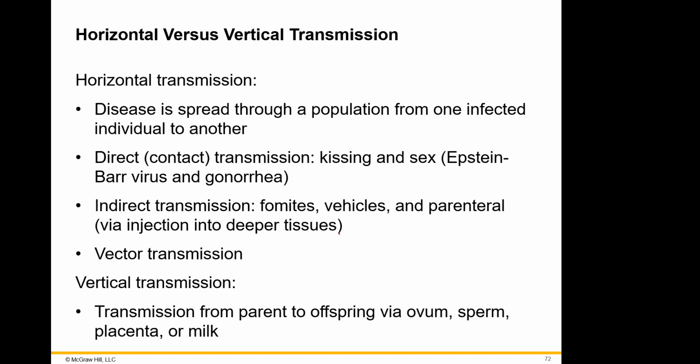Horizontal transmission means transmitting something from person to person, essentially, unless vertical transmission is mentioned, which is parent to offspring. So that could be ovum, sperm, placenta, or milk. So some sort of parental relation in vertical. Okay. And horizontal, everybody else. So spreading within the population via direct contact, which could be me sneezing on your faces right here. That would be direct contact, or indirect transmission.